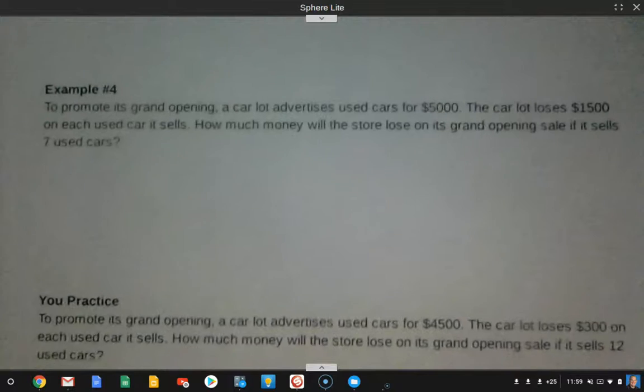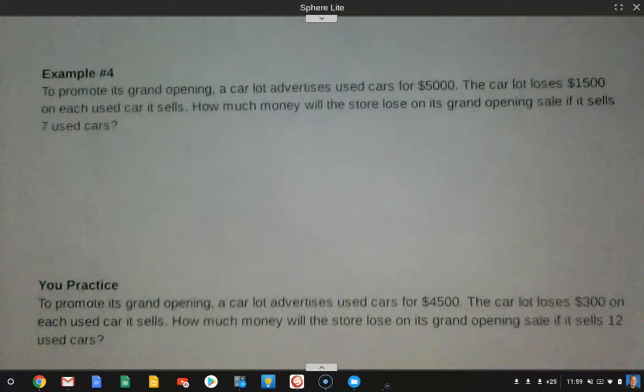All right, the last example. To promote its grand opening, a car lot advertises used cars for $5,000. The car lot loses $1,500 on each used car it sells. How much money will the store lose on its grand opening sales if it sells 7 used cars?